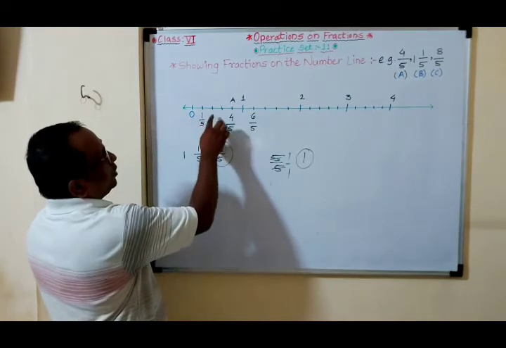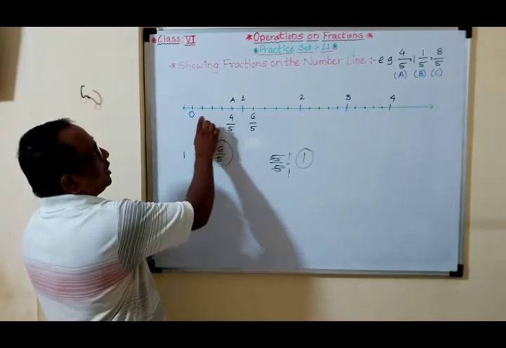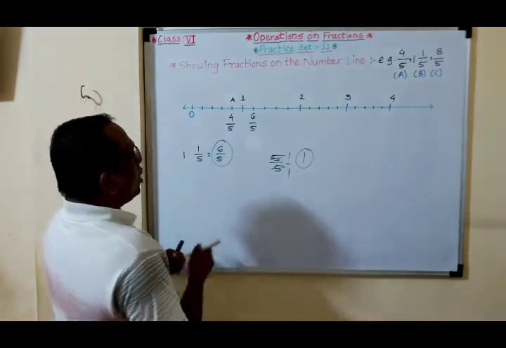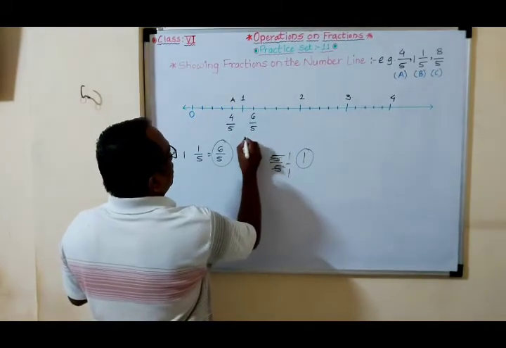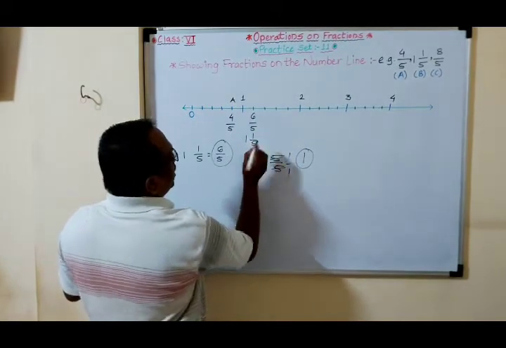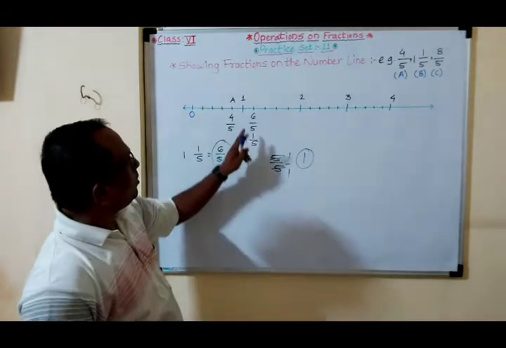This here 1 upon 5, 2 upon 5. Okay, now 6 upon 5, or you have to write here 1 whole 1 upon 5. Now see students, how this 1 whole comes?